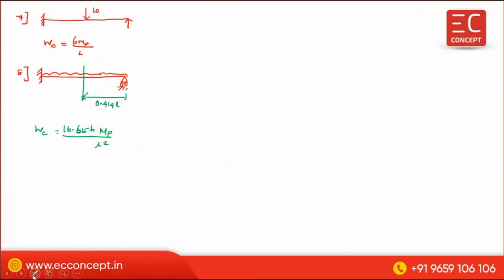Ninth one, eccentric point load W, with distances A and B. For this case, the collapse load is equal to MP (L plus B), the whole divided by AB.